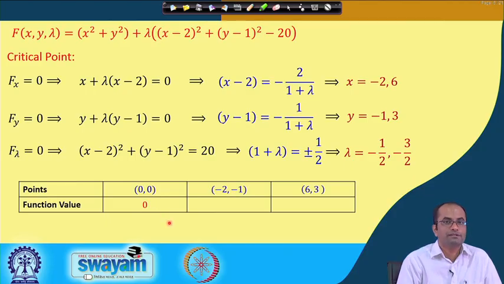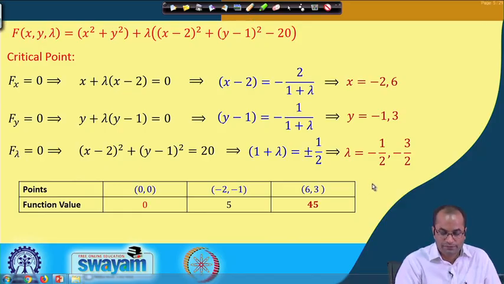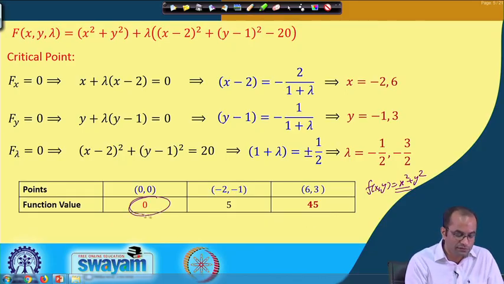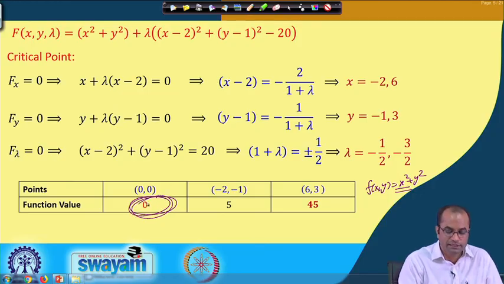We will evaluate the function value. So, at this 0 0 the function value is 0, at minus 2, minus 1 it is 5, and at 6, 3 if we evaluate that x square plus y square. So, the function was f x y is equal to x square plus y square. So, here it is 5 and then here 6 square is 36 plus 9 is 45. So, we have these function values, and we realize now that this is the minimum value the function takes, which is naturally true, and directly we can get from the function itself.